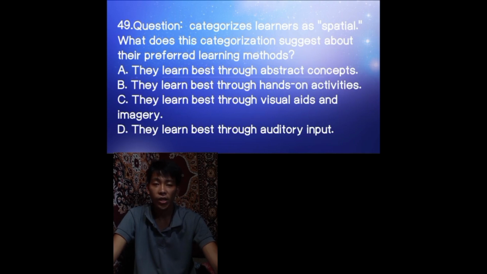Number 49 question. Categorize learners as spatial. What does this categorization suggest about their preferred learning methods? A. Learner best through abstract concepts. Letter B. They learn best through hands-on activities. Letter C. They learn best through visual aids and imagery. Letter D. They learn best through auditory input.